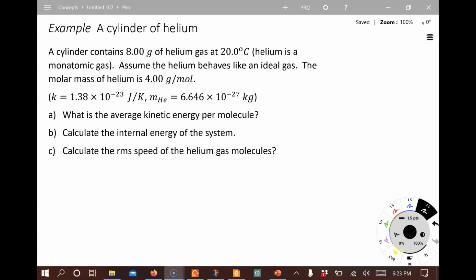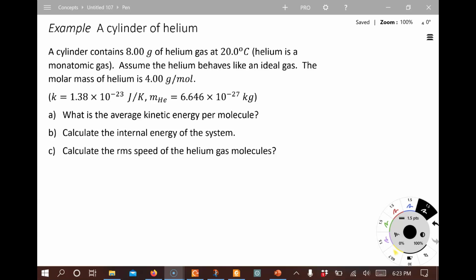Hi, this is an example problem from Chapter 14 on the kinetic theory of gases. Pause for a moment and read the question. So we have a cylinder of helium gas at 20 degrees Celsius. There's 8 grams of it. Helium's a monatomic gas, which means that it's just a single atom. And we're told this behaves like an ideal gas, which means that the kinetic theory is valid here.